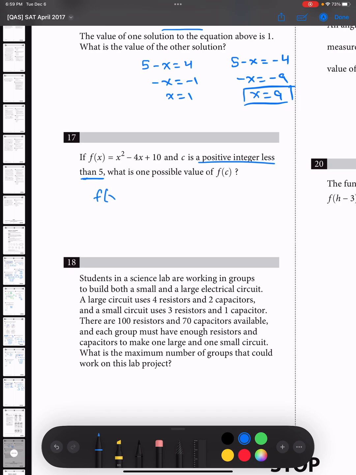So f of x is equal to, actually no, not f of x. F of 4 is equal to 4 squared minus 4 times 4 plus 10. That gives us 16 minus 16 plus 10, and that is equal to 0 plus 10, which is equal to 10. So that's one value. There can be other values because you can put anything below 5. But since I used 4, my answer is going to be 10. But there are many other answers.